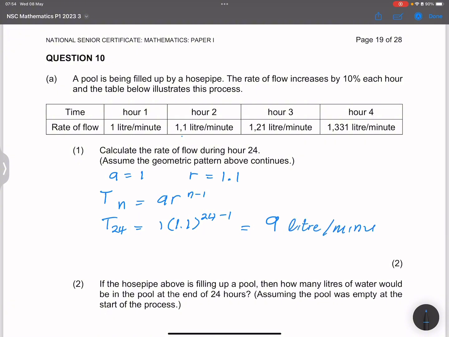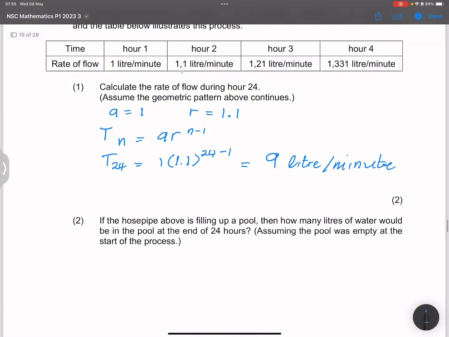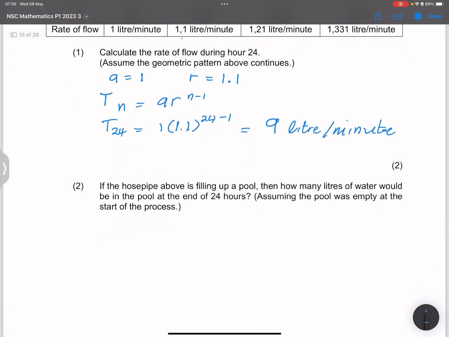All right. Now, let's go to the next question. They say to us, if the hose pipe above is filling up a pool, how many liters of water would be in the pool at the end of 24 hours? Assume that the pool was empty at the start. So we're assuming that we are filling up a pool in this case. So that would be the sum at which we are filling up this pool.